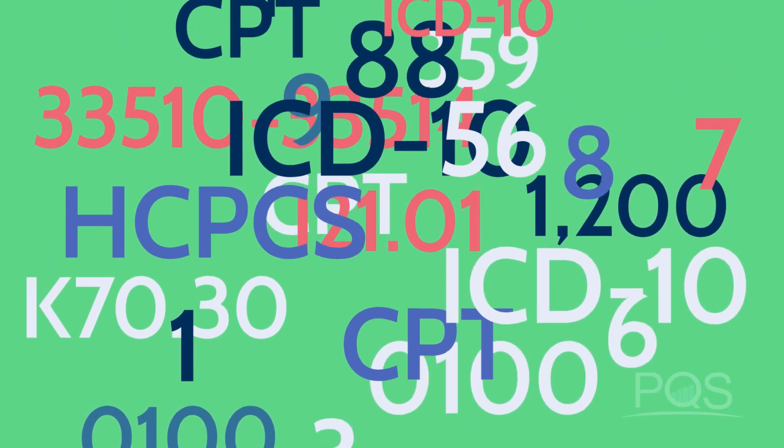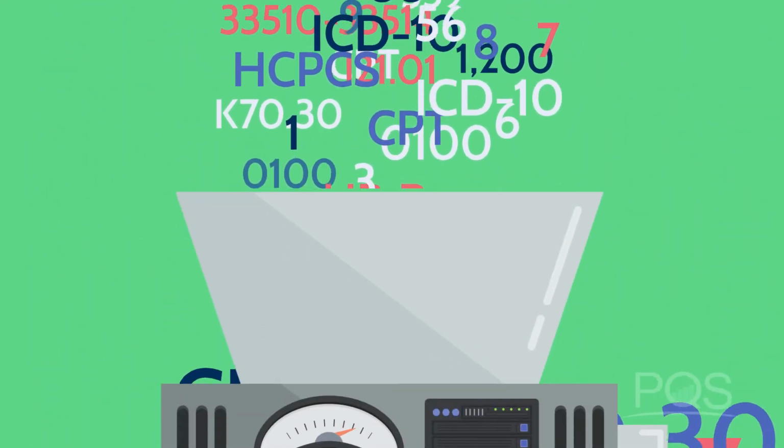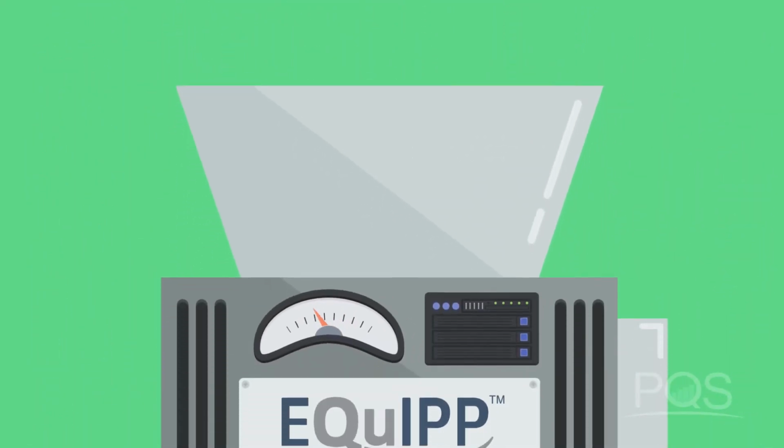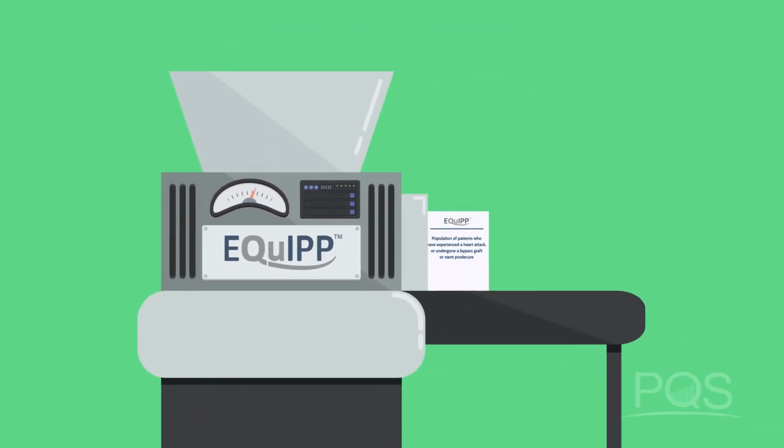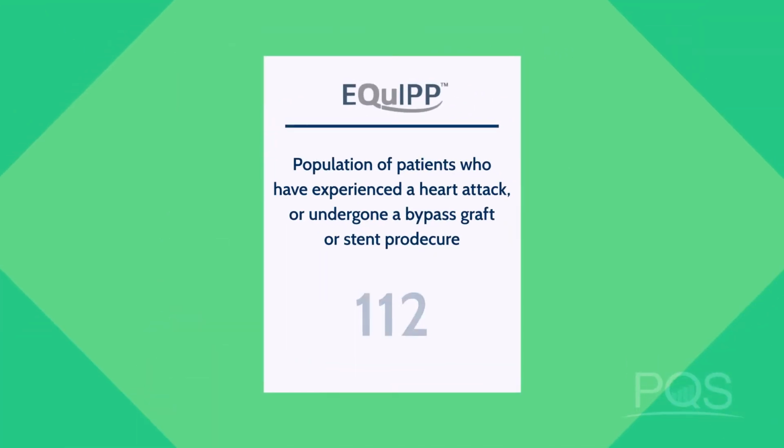How do you identify these patients? We use medical claims data. Payers will report whether patients have undergone an event like a heart attack, bypass graft, or stent procedure. This number becomes the denominator for your pharmacy.